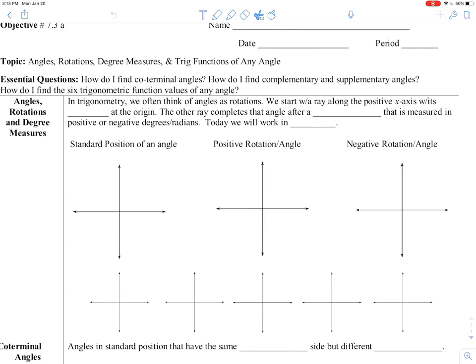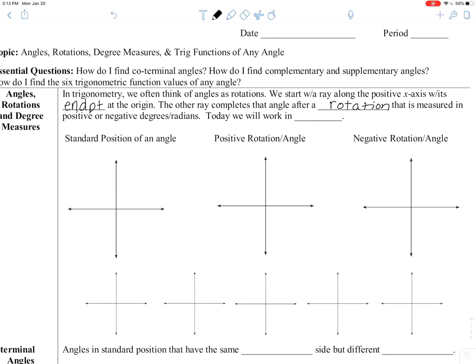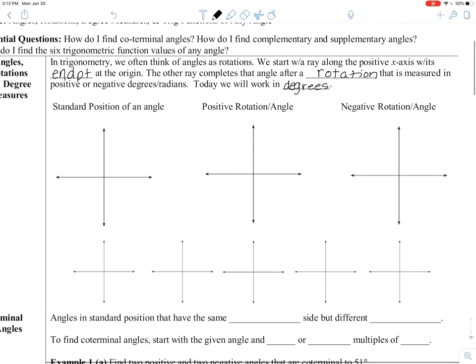In trig, we often think of angles as rotations. One full rotation is 360 degrees. So how we start is with a ray along the positive x-axis with its endpoint at the origin. The other ray of your angle completes the angle after a rotation that's measured in positive or negative degrees or radians. Today we'll be working in degrees. We'll introduce radians in unit 8.